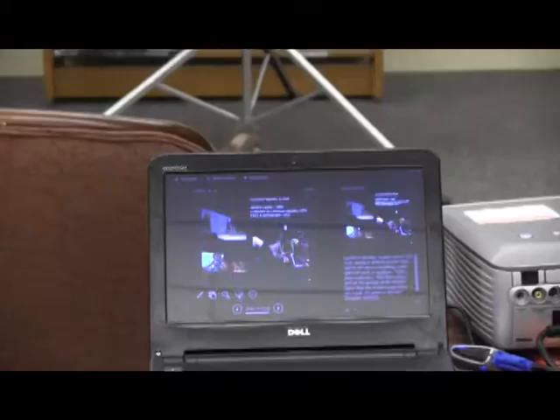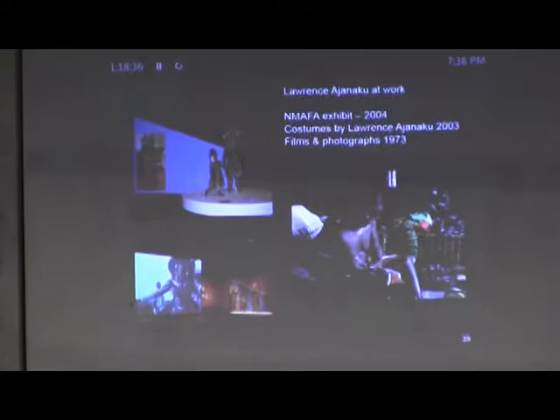Now, is this somebody who wants to be anonymous? Is this somebody who doesn't respect herself as an artist? No. She is somebody who has a great deal of sense of herself and the value and worth of what she does. Lawrence Ajanaku was one of the ones whose biography I did collect back in the 70s, and again in 2003 and in 2013, because he's still alive, he's still making costumes. This is one that's in the Smithsonian that I commissioned from him and brought back for an exhibit in 2004.